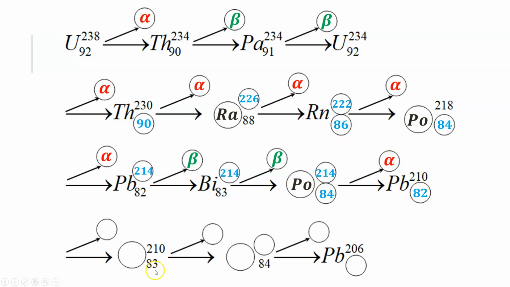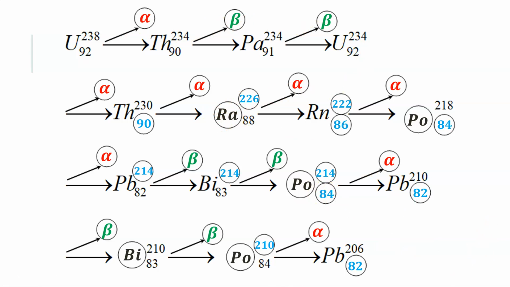Now to go from 82 to 83, that's another beta. 83 to 84 must have been another beta. Now to get from 210 to 206, that must have been an alpha. So what you can see is that we can have this whole series of things before we're finally at something more stable.